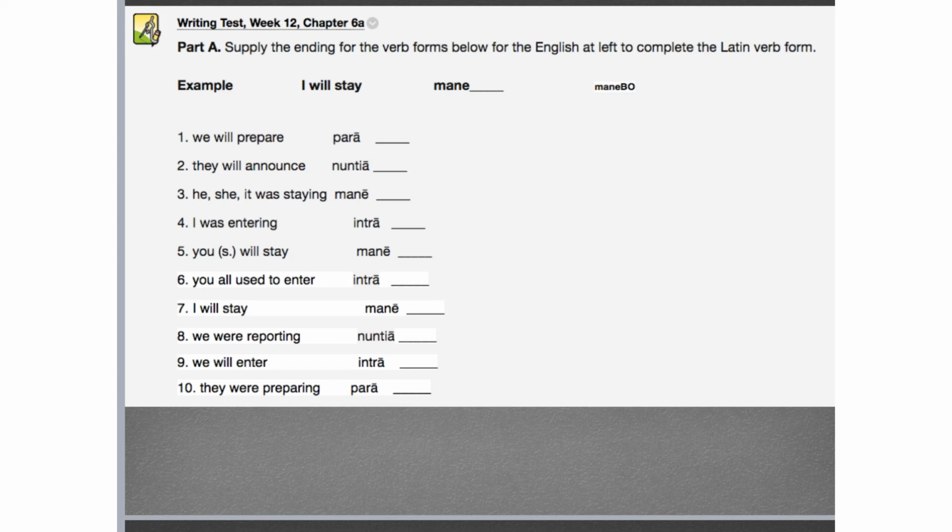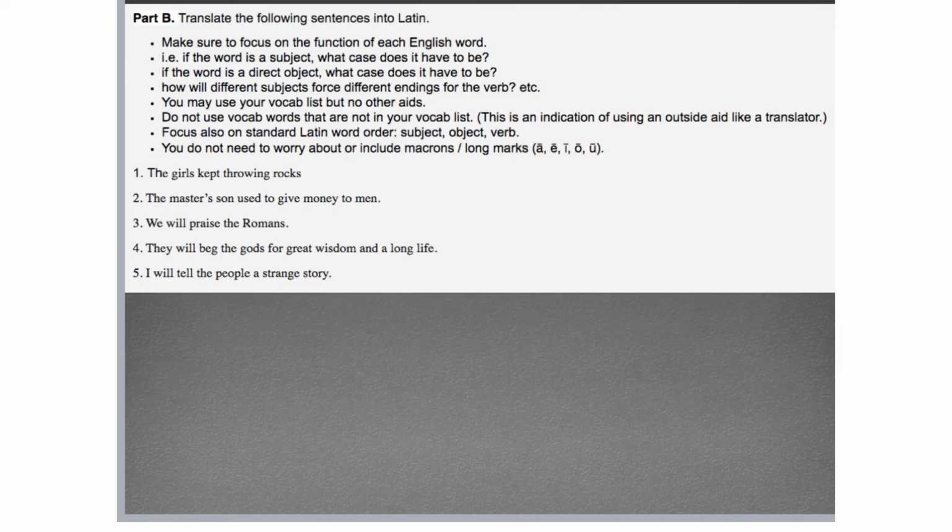"He, she, it was staying." So he, she, it gives me my subject. "Was staying" gives me my tense as imperfect. So that's BA for imperfect and then T for he, she, it. All right, part B. Here it is. So you're translating the sentences into Latin.